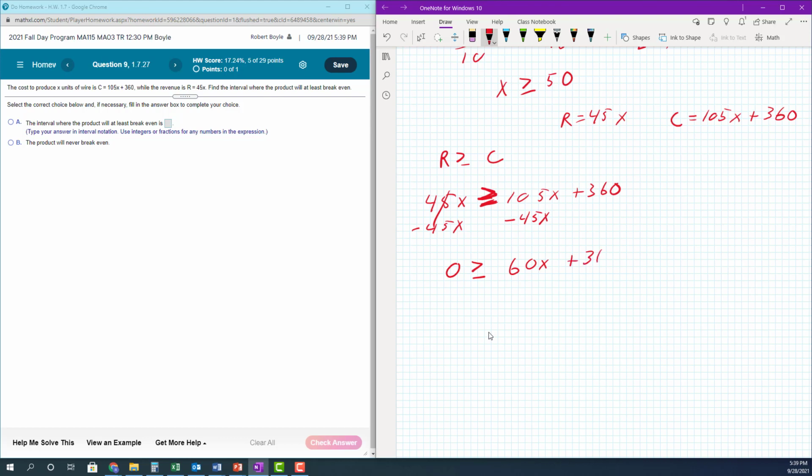plus 360. Now remember, we are producing units, so the only values that x can take are basically the natural numbers. So x can only take on the values of 1, 2, 3, all the way up, because once again, we're producing units. We cannot produce negative units. So knowing that x can only be positive integers, or the natural numbers, there's no way that this can be true. This is actually a contradiction. This is false. This says you can never ever make money, which is our answer, which is B.